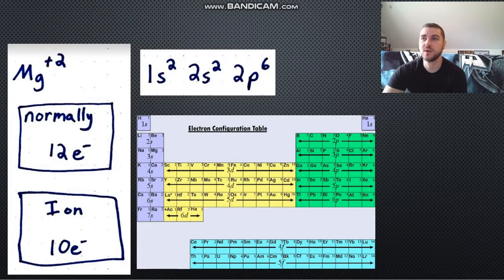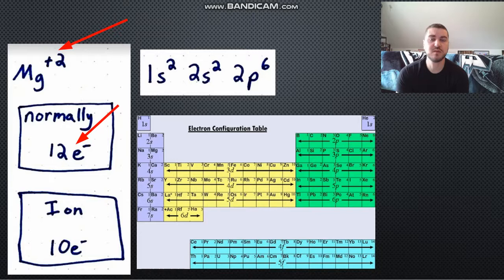Let's say that you were asked to write the electron configuration of Mg+2, which is the magnesium ion. A couple of things you need to realize. Normally, magnesium would have 12 electrons. It's element number 12 on the periodic table. And atoms always have the same number of protons and electrons because they are electrically neutral. Protons have a positive charge, electrons have a negative charge. So magnesium normally has 12 positive particles, protons, and 12 negative particles, electrons. And that gives it a net charge of 0, a neutral charge.